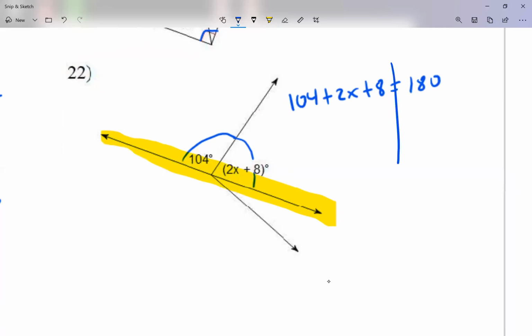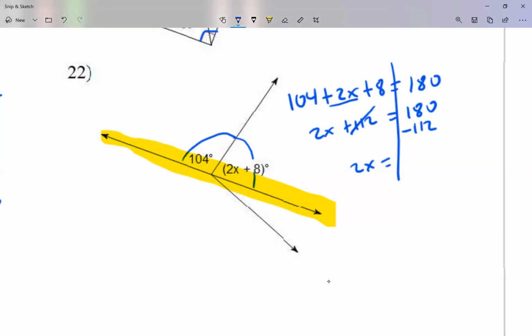Let me combine my like terms on the left. When it comes to letters, I just have 2x. 104 plus 8, that's 112. And all this is equal to 180. The 112, let me move it over as a minus 112. So I have that 2x is equal to, let's see, this is 68. Let me divide both sides by 2. So x is equal to 34.